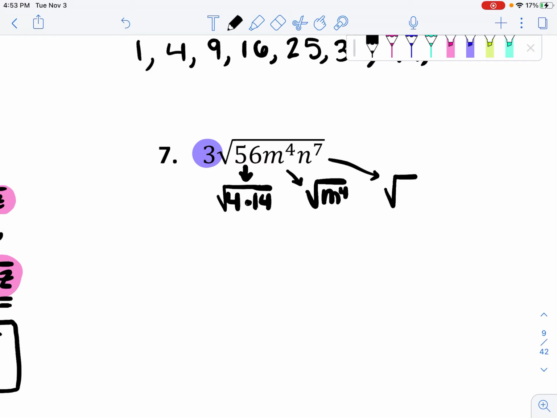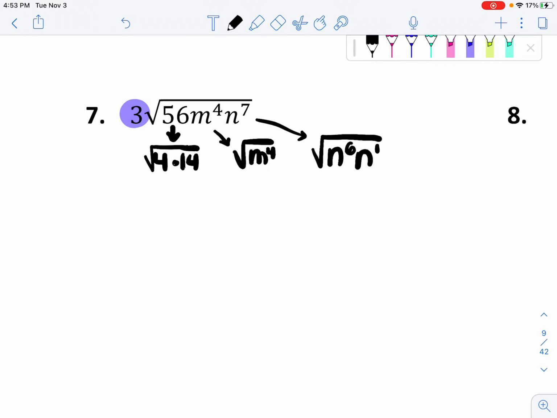N to the 7th, 7 is not an even exponent, so I need to switch this to n to the 6th, n to the 1st, because I want even exponents. So then I just got to figure out what gets to be freed and what has to stay. The square root of 4 gets freed as a 2 because it's a perfect square, but 14 is trapped because it's not a perfect square. And I can't break down 14 using any of my perfect squares.